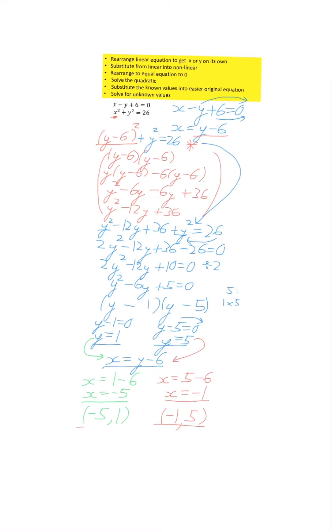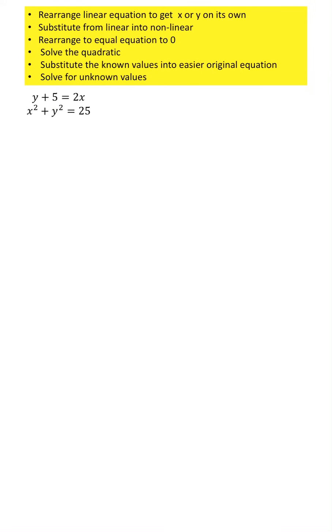Let's go through another one. So here we have y plus 5 equals 2x, and then x squared plus y squared equals 25. So our top one here, that's the linear one. So let's rearrange that to get x or y on its own. So we have y plus 5 equals 2x. Easiest thing to do here would be to bring over the plus 5. So we have y is equal to 2x minus 5. So straight away, that's that part done.